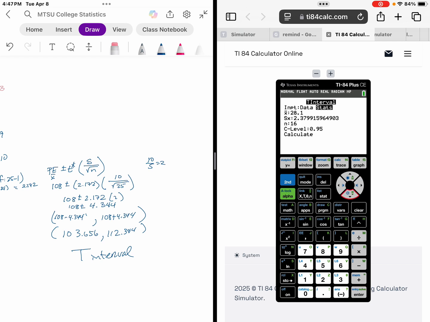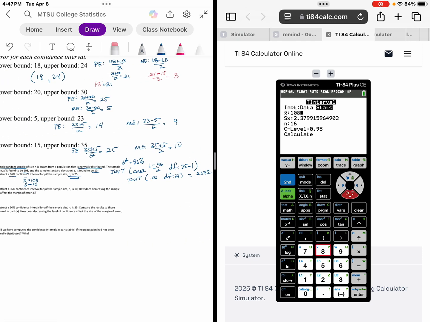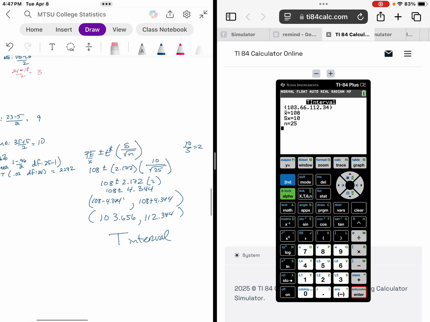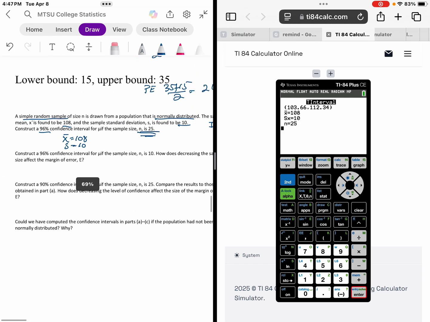So here I go in and say, okay, what is my X bar? We said it was 108. My S sub X, they said, was 10. There was 25 in my sample, and I'm doing a 96% confidence interval. Go down to calculate, and there is the interval that I have right there. Okay, and I'm going to use that method for the rest of what we're doing here when I need to.